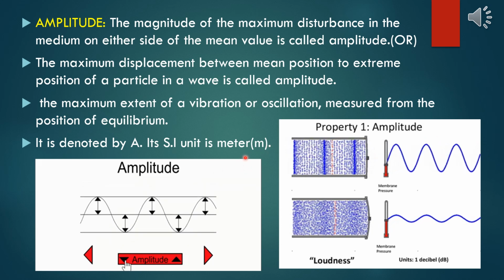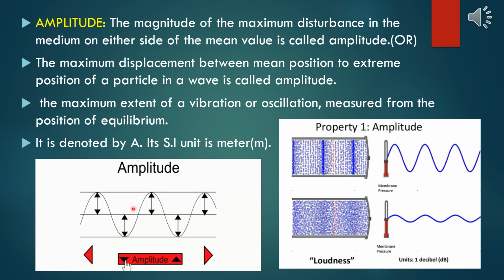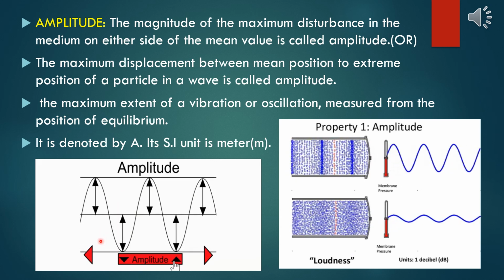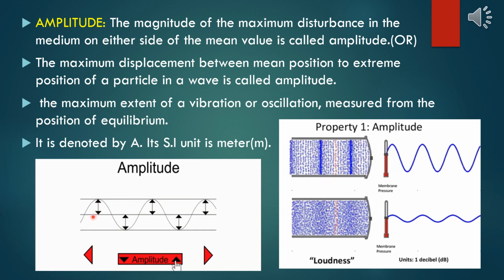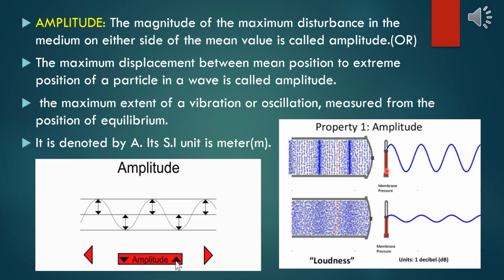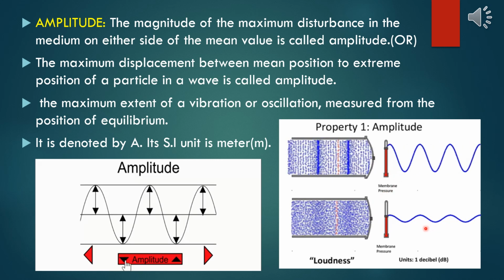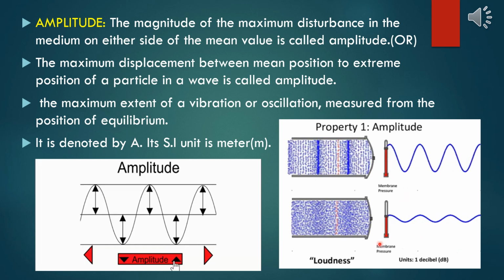Follow both animations, children, where the middle line shows the mean position and both the upper side and lower side show the extreme position. And the definition says the distance between the mean position and the extreme position is called amplitude. Similarly, the next figure shows how the particles are moving with high amplitude and low amplitude. In figure 2, the first one shows higher amplitude and the second one shows lower amplitude.